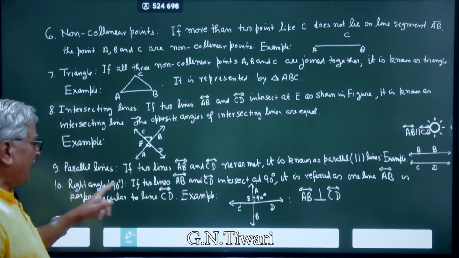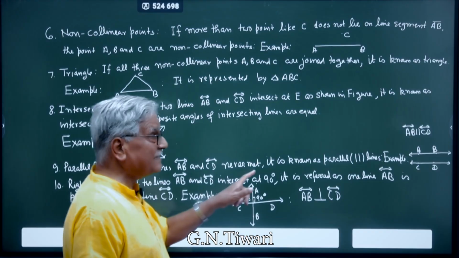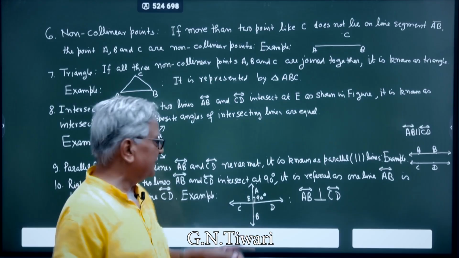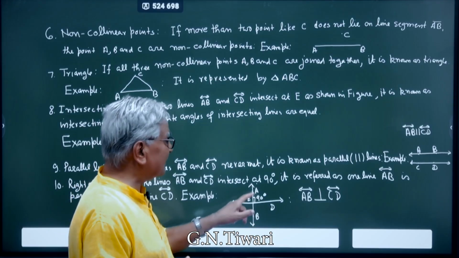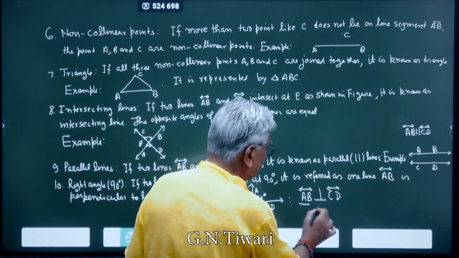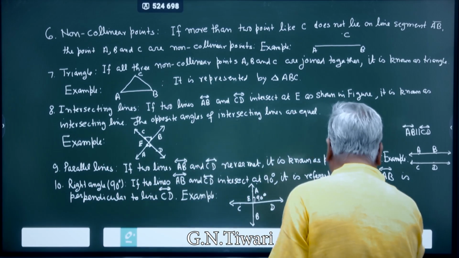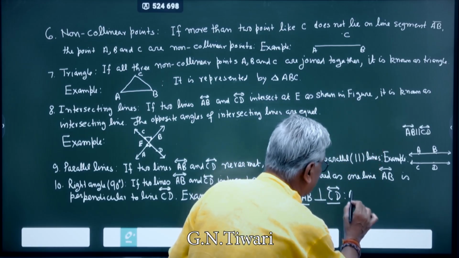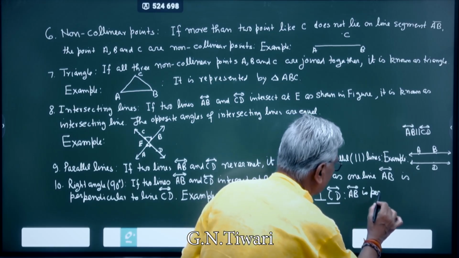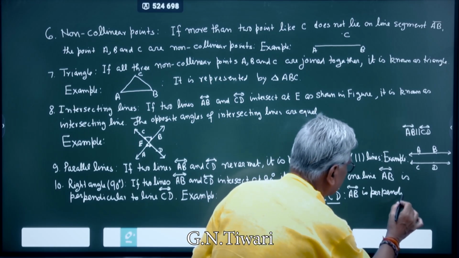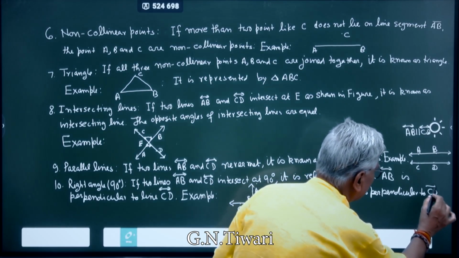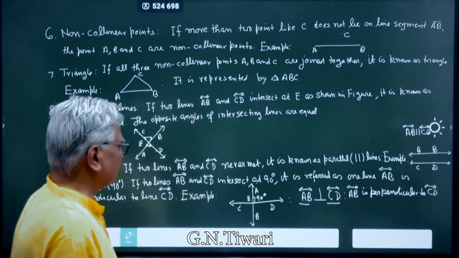Right angle. If two lines AB and CD intersect at 90 degrees, the student may not know 90 degrees, but I will tell you what the meaning of 90 degrees is. So this angle is known as a right angle, 90 degrees. And it can be said that AB is perpendicular to CD line. You can say this.